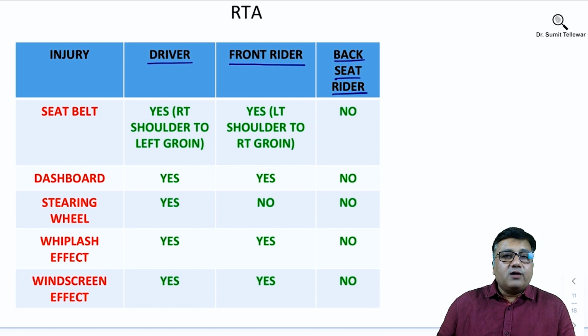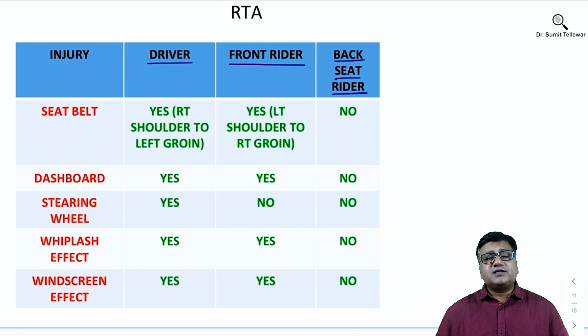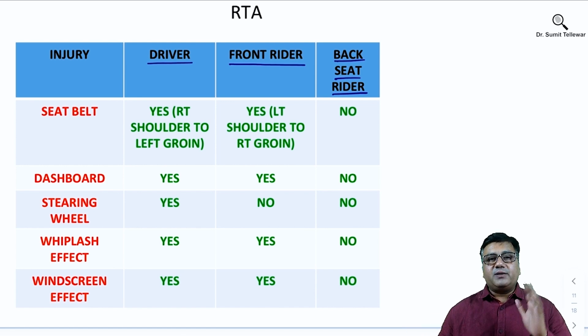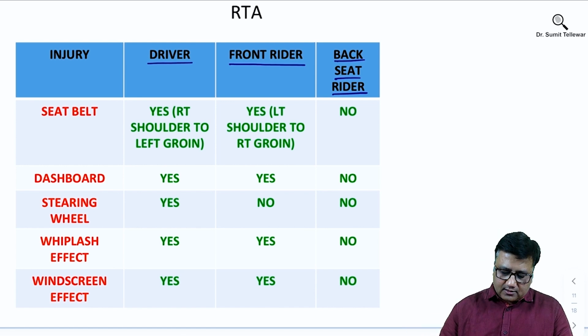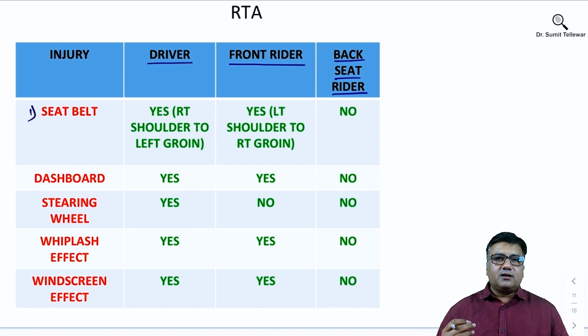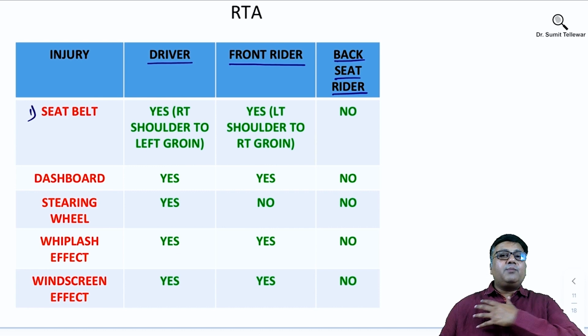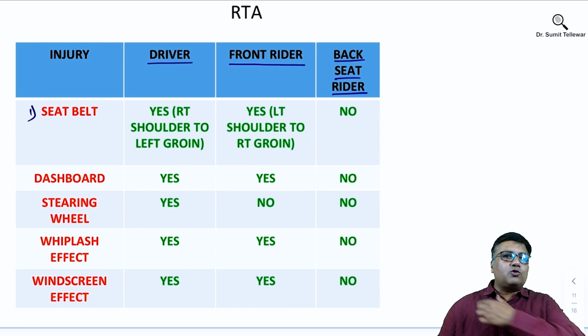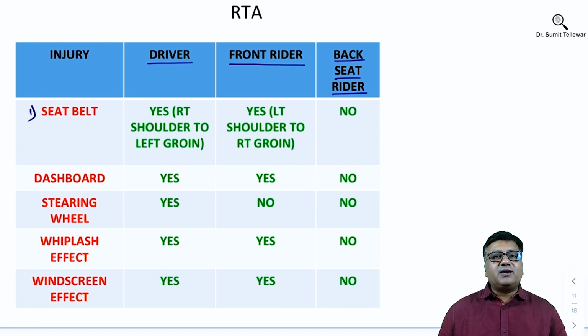Okay, so what kind of injuries these people may suffer individually on their body if the car meets with an accident? The first is seat belt injury. The driver and front rider are the two people who are going to wear a seat belt, and as the car meets any collision, because of the motion of their body, the seat belt will be compressing their body, resulting in generation of contusions, oblique contusions on their chest and the abdominal wall.